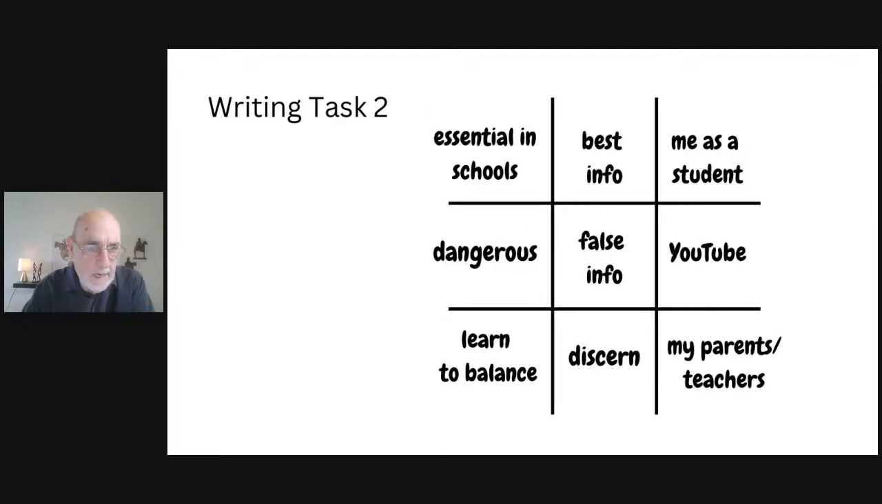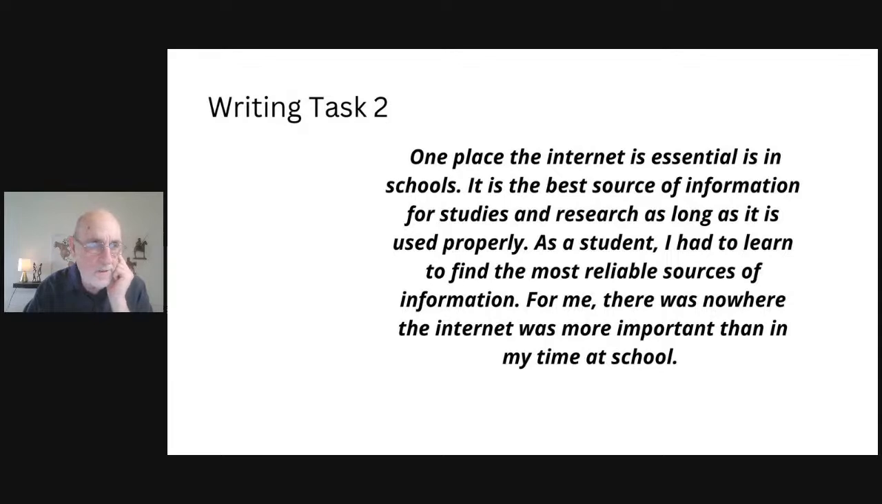But before I do that, let's just take a look at the top row: essential in schools, best information, and me as a student. So here's how that paragraph would look, just to give you an example. One place the internet is essential is in schools. Very simple sentence. It's the best source of information for studies and research as long as it's used properly. That's my good reason. And then I give my example.